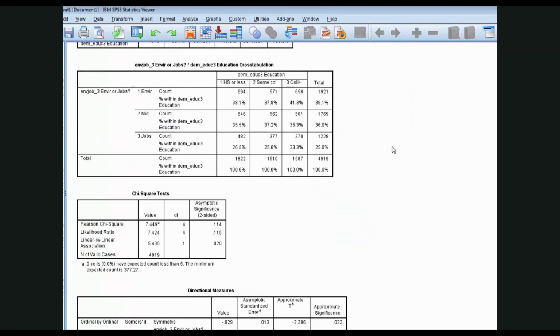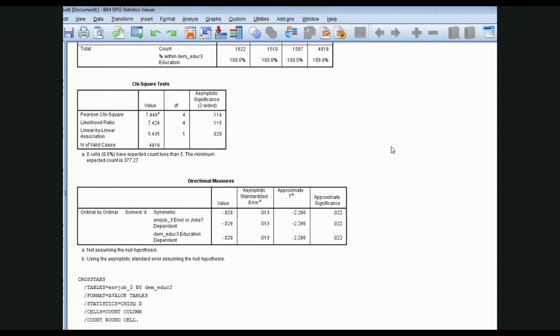SPSS runs the crosstab again, and it's given us a couple other tables here, chi-square tests and directional measures. Let's look first at the chi-square test output. As usual, SPSS gives us a lot of information. We only need to focus on the top row here, Pearson chi-square. There's a calculated value of chi-square. The null hypothesis says in the null's world, these values should all be 0. Well, we got 7.449. So the null hypothesis is contradicted to some degree, it would appear, but to what degree?